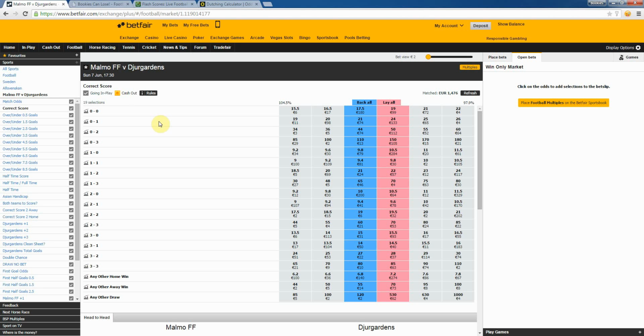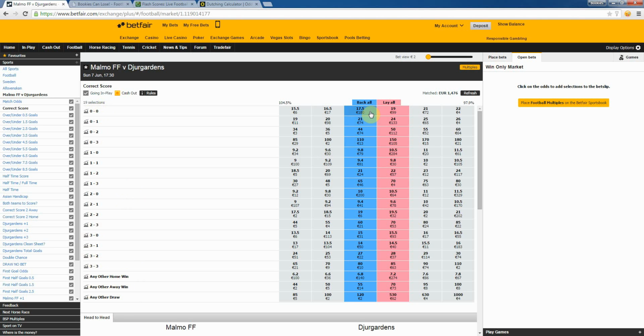On the left you can see all the possibilities, all the scores from 0-0 to 3-3, and also 3 other selections: any other home win, any other away win, and any other draw. It basically means that if any team scores 4 goals, then these 3 selections come into play.